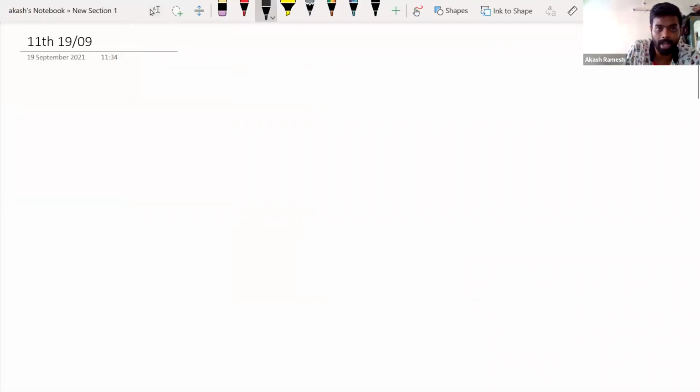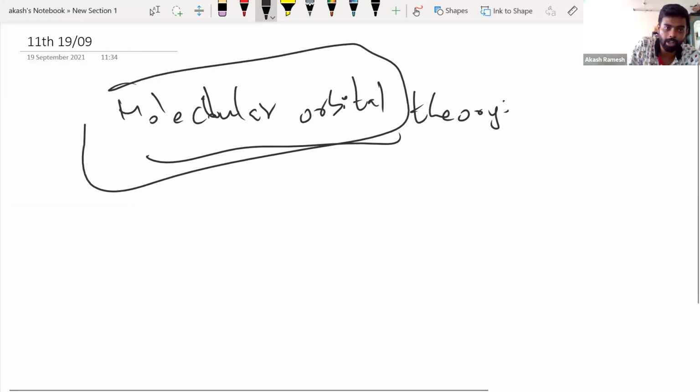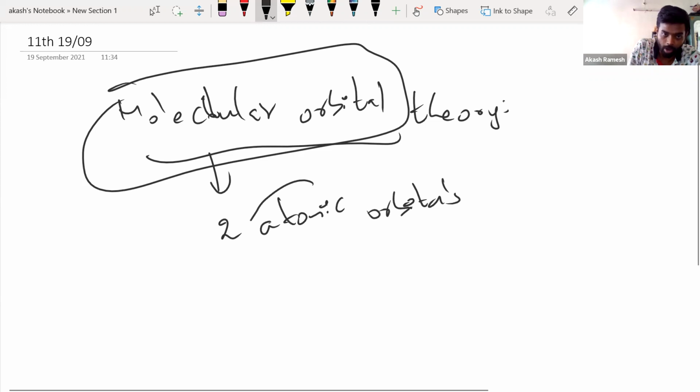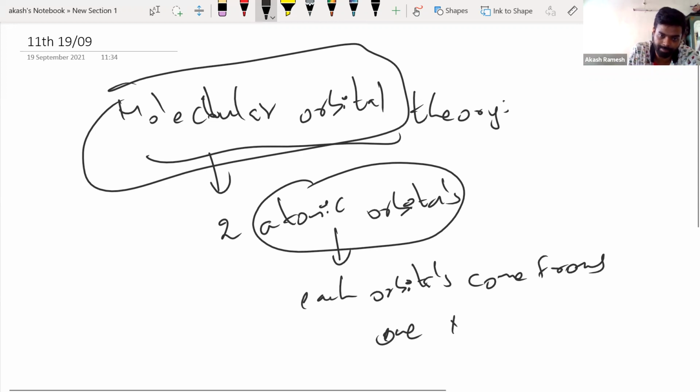Okay, right. So last class we were talking about molecular orbital theory, right? So I told you a molecular orbital is formed by combining two atomic orbitals, only two atomic orbitals. And where are the atomic orbitals coming from? One orbital comes from each bonding atom.